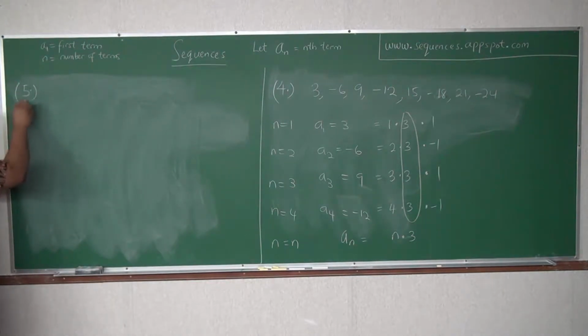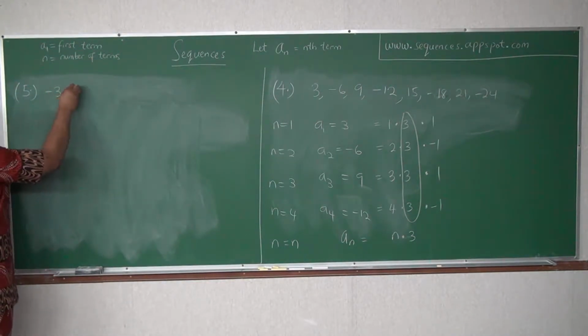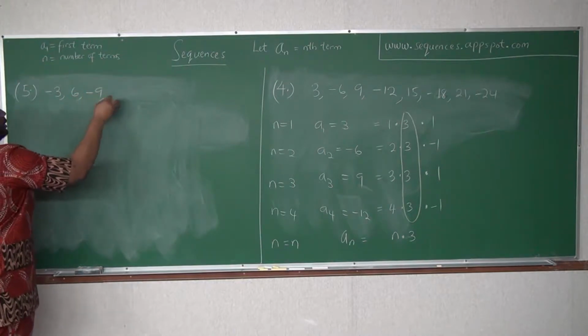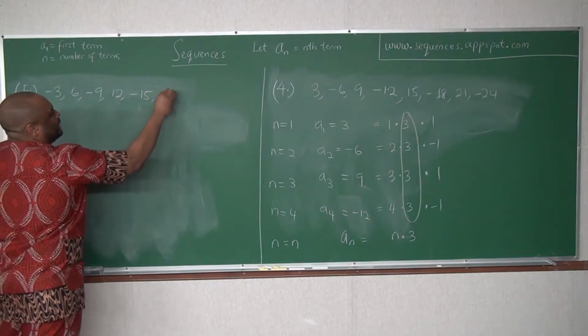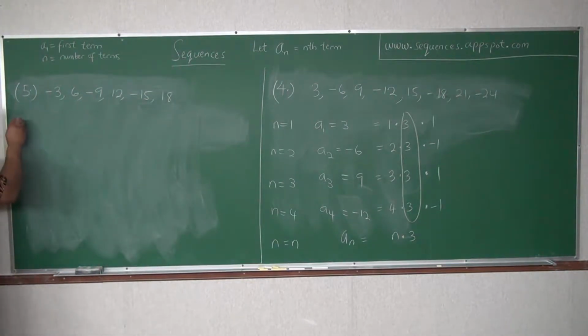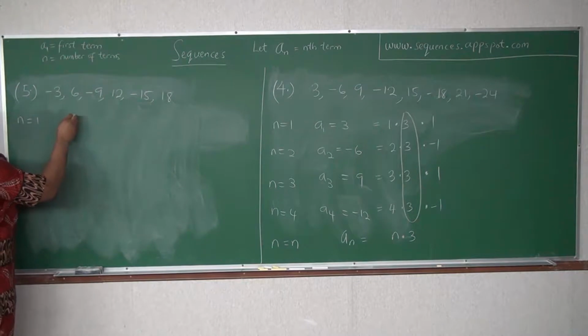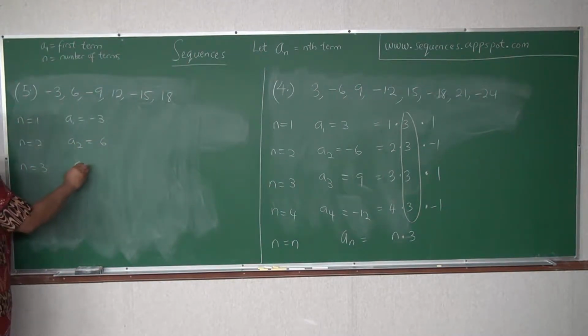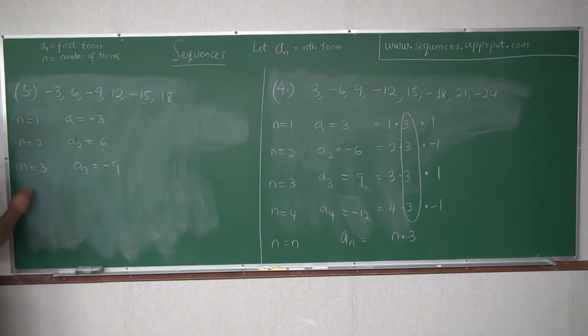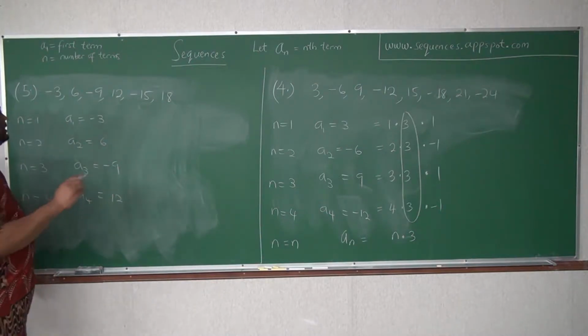If I have number 5 here: -3, 6, -9, 12, -15, 18. So here, n is 1, a1 is -3; n is 2, a2 is 6; n is 3, a3 is -9; n is 4, a4 is 12. So what I'm saying is this.